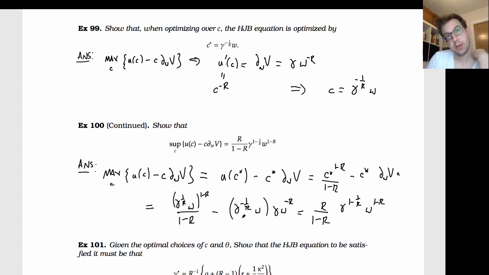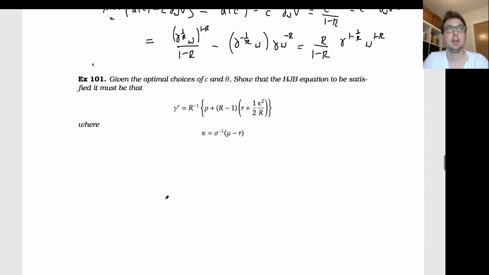So you notice in both sides here I've got a gamma to the 1 minus 1 over r, and I've got a w to the power of 1 minus r on both of these sides, so it's just collecting the coefficients together. Okay, good. And then the final part here, which I'm going to ask you to do as an exercise, is to show that gamma star is equal to this expression.